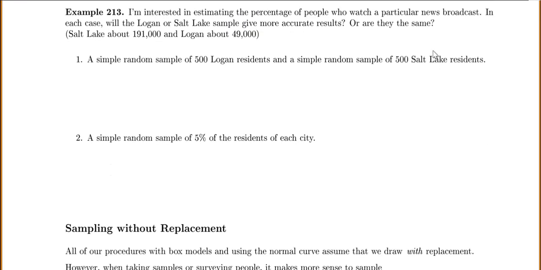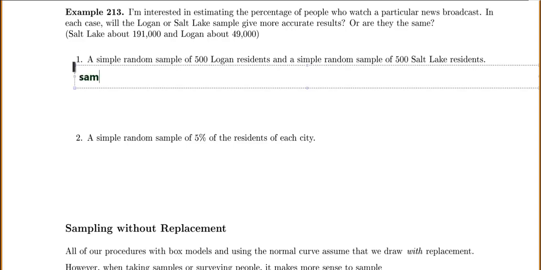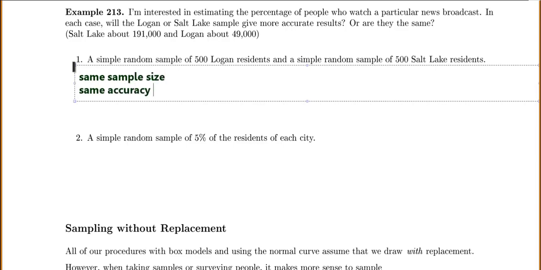So for example, I'm interested in estimating the percentage of people who watch a particular news broadcast. In each case, will the Logan or Salt Lake sample give more accurate results, or would they be the same? And for your information, Salt Lake has about 191,000 people and Logan about 49,000 people. Okay, so Logan is small, Salt Lake is big. So number one, if we were to take a simple random sample of 500 Logan residents and a simple random sample of 500 Salt Lake residents, which sample would be more accurate? In this case, we have the same sample size. They both have 500, so we have the same accuracy for both Logan and Salt Lake.